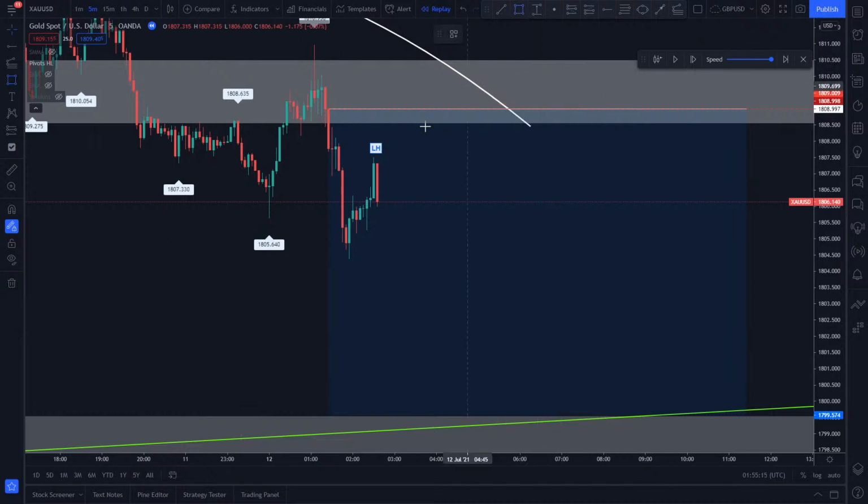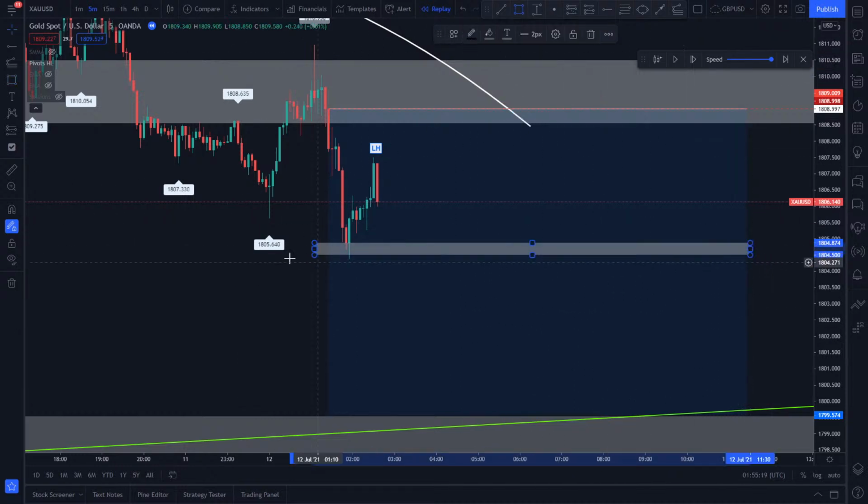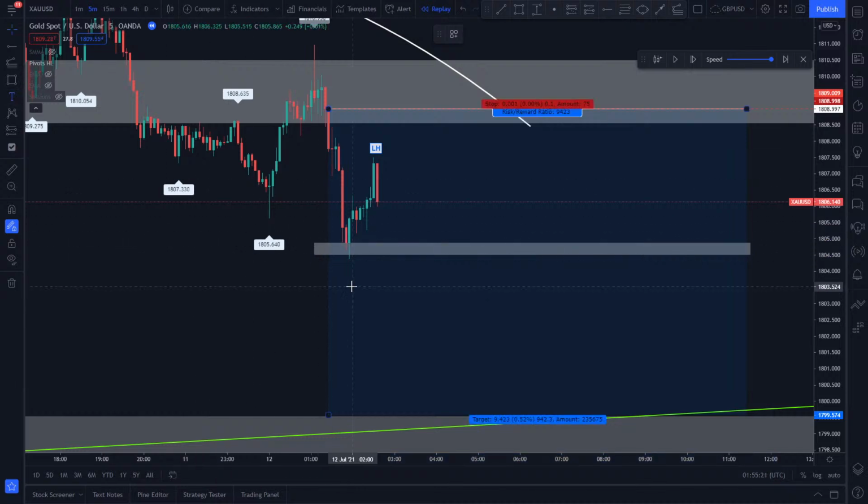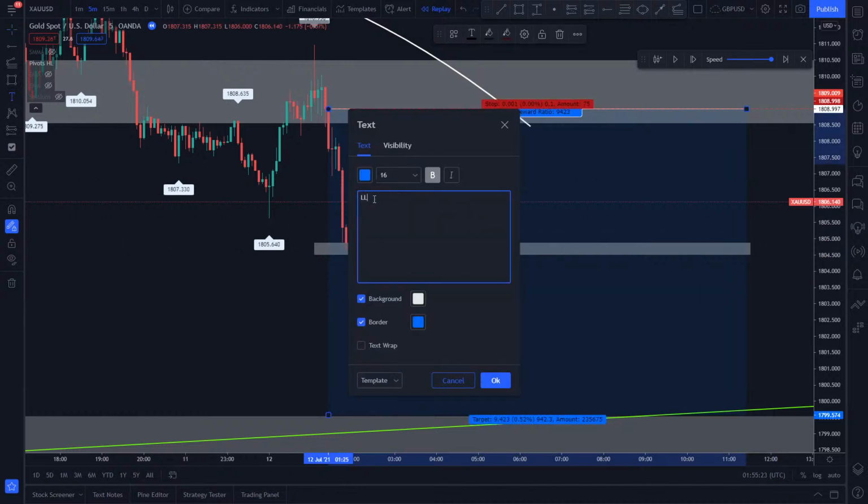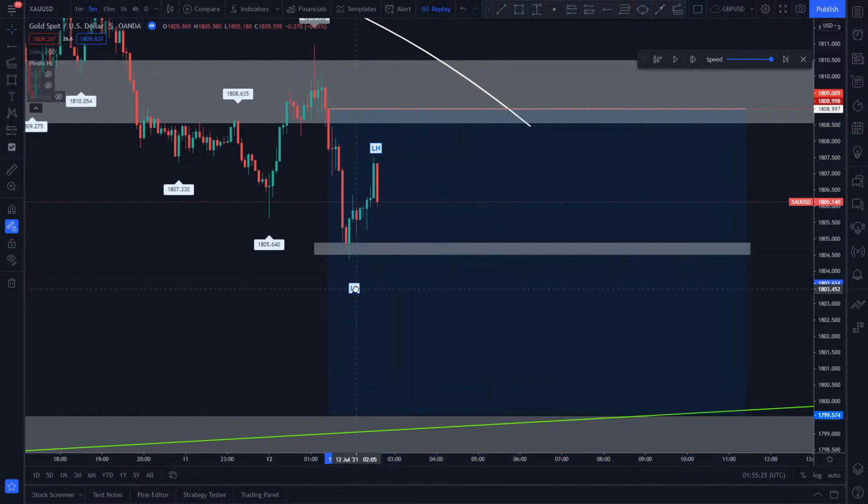Now, our second step: we want to draw out this lower low, and tell ourselves that if gold ends up breaking this lower low, we can move stops to our first lower high.